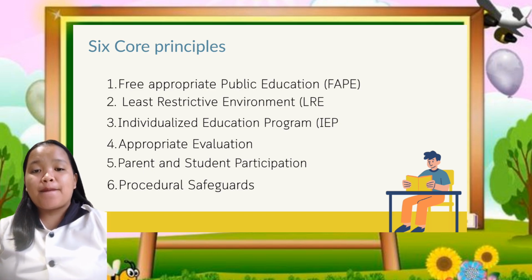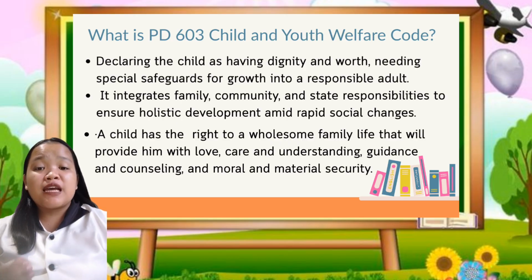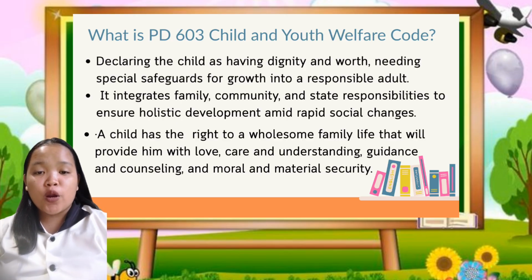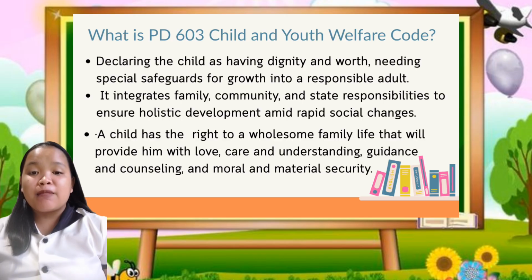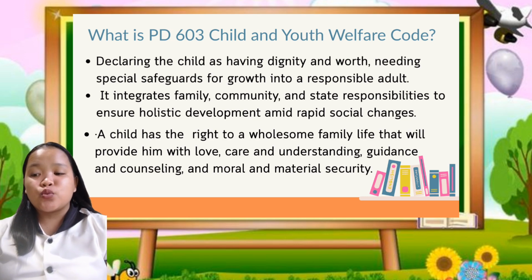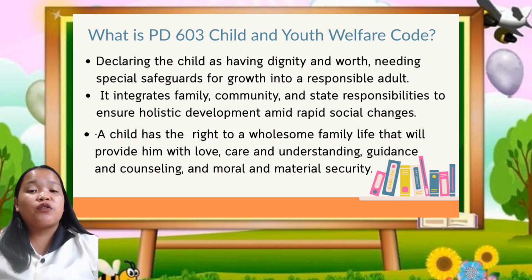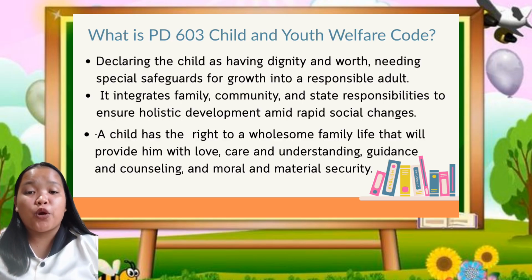So the next is PD number 603, the Child and Youth Welfare Code. PD number 603 is the Philippine law enacted in 1974 under President Ferdinand Marcos. It says in Article 3 that children have the rights to wholesome family life, parental guidance, basic needs like nutrition and shelter, education, and protection. Article 3 also stated that a gifted child shall be given opportunity and encouraged to develop his talents.